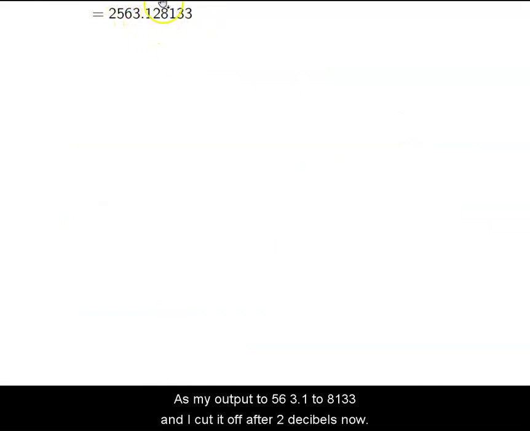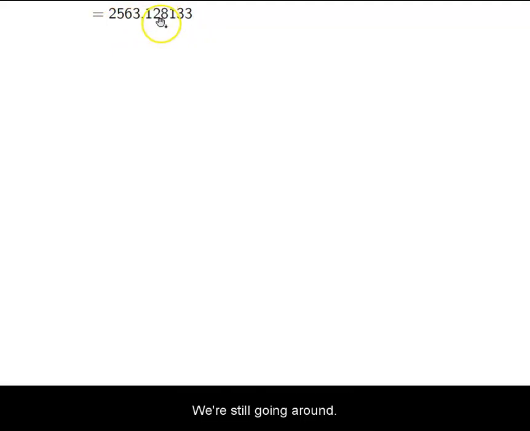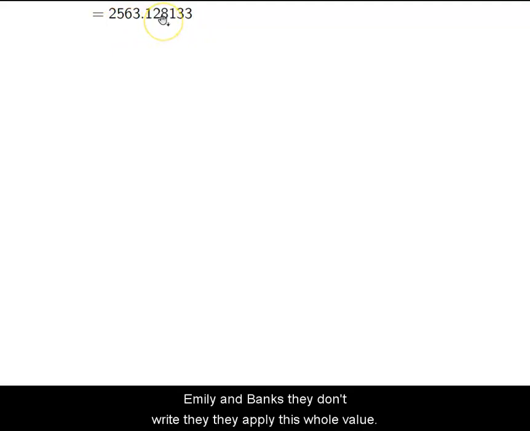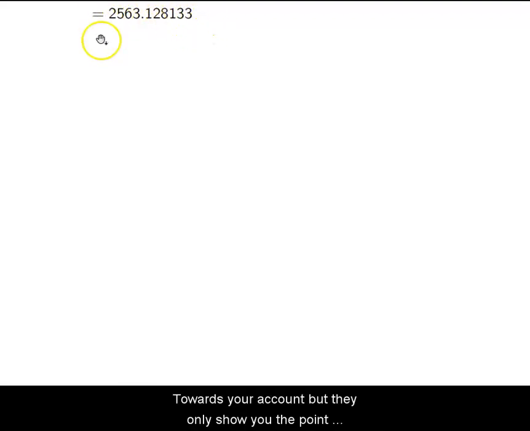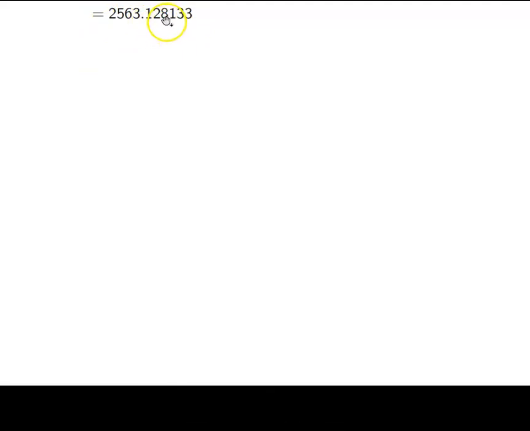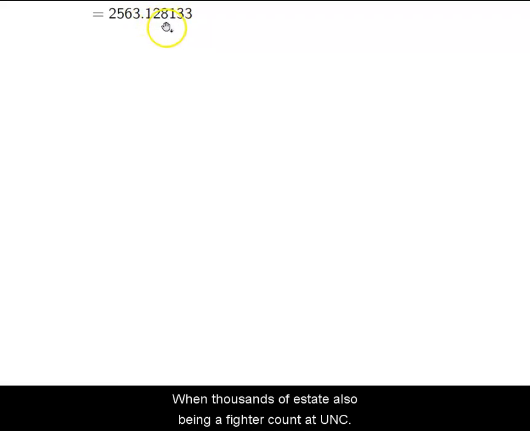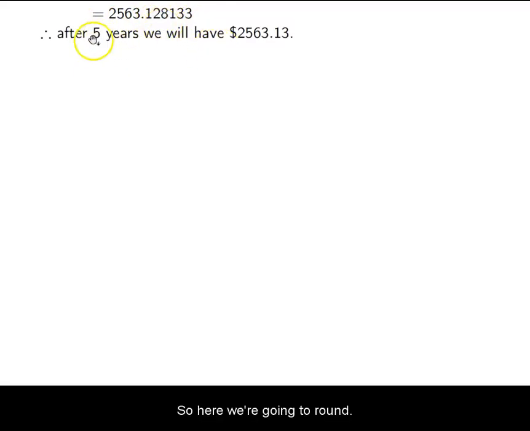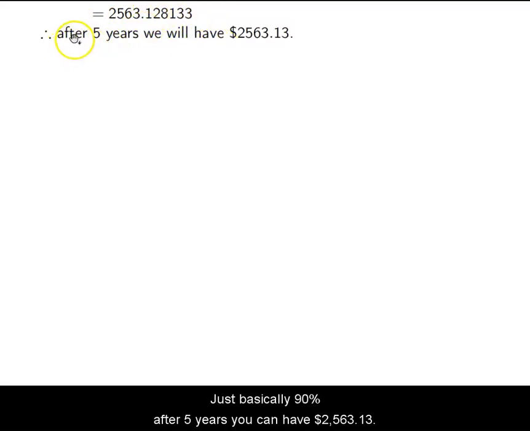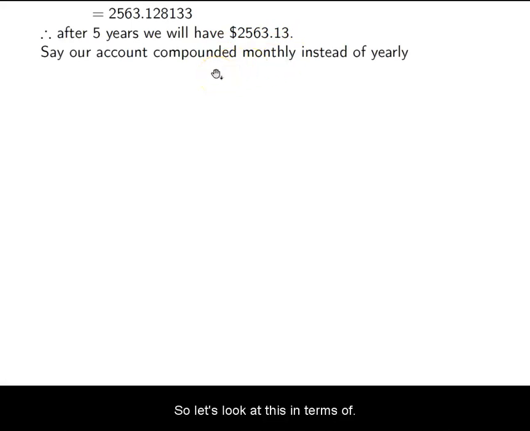So I get this as my output, 2563.128133, and I cut it off after 2 decimals. Now, we're still going to round, okay? Generally banks don't. They apply this whole value towards your account, but they only show you the 0.12, but you do have 8/1000th of a cent also being applied to your account that you wouldn't see here, right? So here we're going to round up. This is basically another cent. So after 5 years, we're going to have $2,563.13.